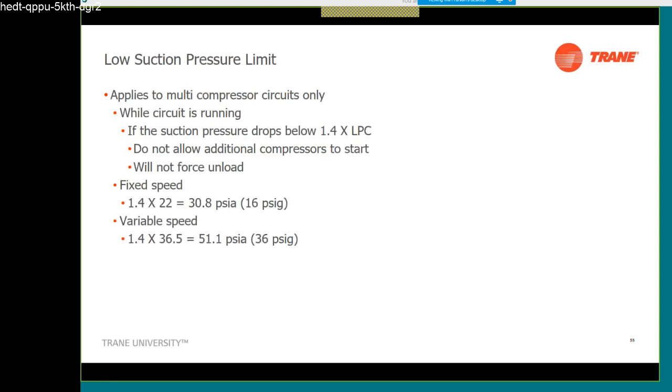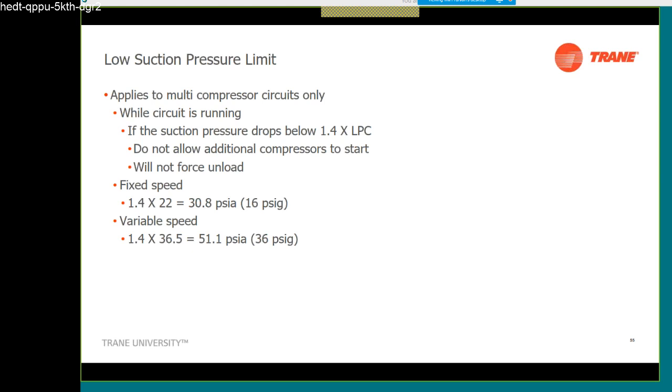So, low suction pressure limit. It applies to multiple compressor circuits only. So we have to have multiple compressors. If we have a variable speed compressor by itself, it's not going to apply to that one. But if we have a variable speed with a tandem or a fixed speed compressor with it, then it will.